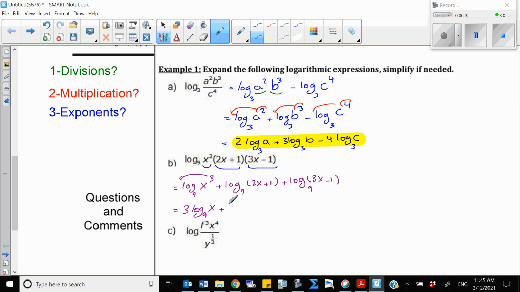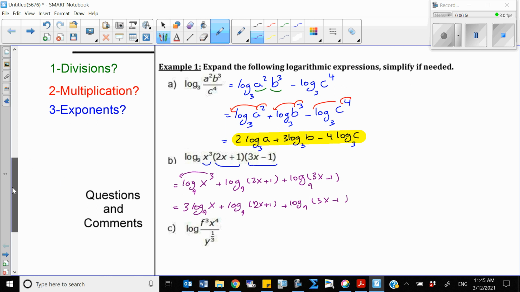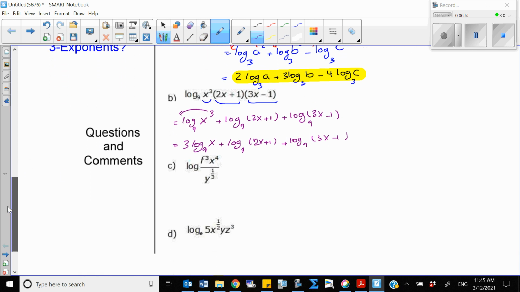And then, can I simplify this? No, because this is not multiplication or division or an exponent, none of them. So I cannot simplify this. I'm just going to write it as it is, log base 9 of 2x plus 1 plus log base 9 of 3x minus 1. Okay, now let's go to the next problem.